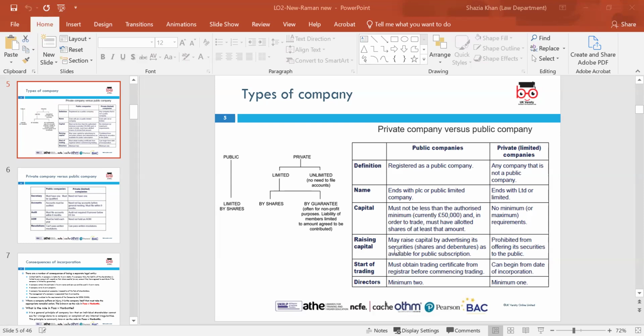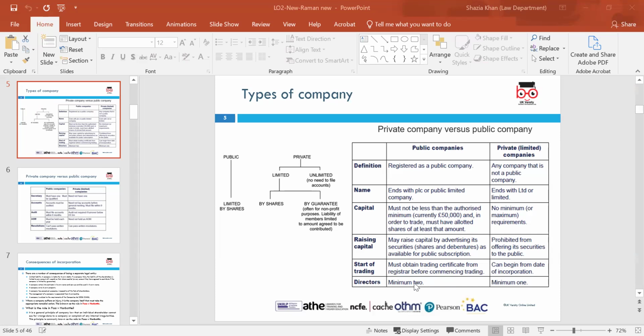To raise capital, a public company may do so by advertising its securities, which are shares and debentures. A private company is prohibited from offering its securities to the public. A public company must obtain a trading certificate from the registrar before commencing trade, whereas a private company can begin from the date of incorporation.